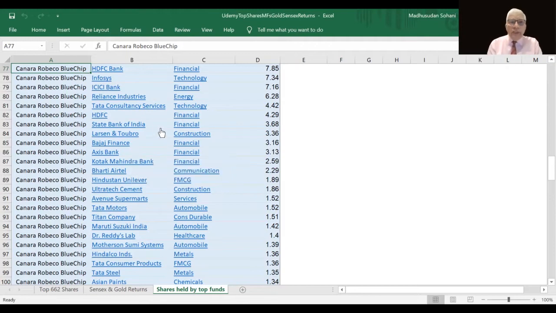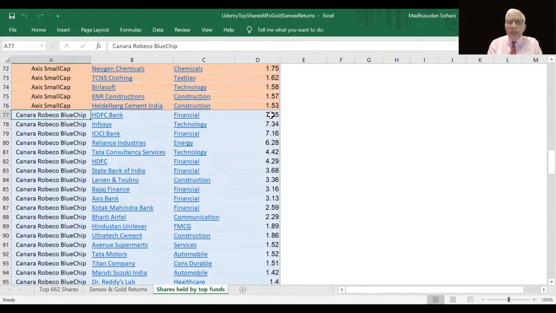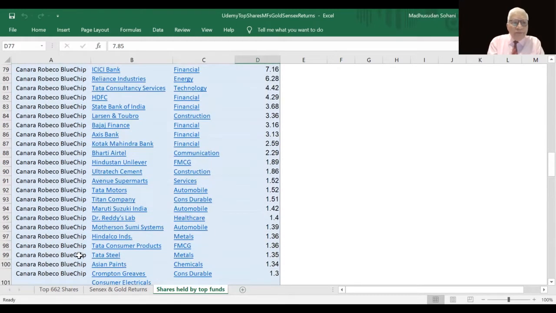Now, what is this? This shows, as on a recent date in July 2021, the percentage holding of the fund in this share. For example, Canara Robeco Blue Chip Fund is holding HDFC Bank to the extent of 7.85% of their total assets under management. So whatever the total funds collected by the Canara Robeco Blue Chip Fund, 7.85% of that has been invested in HDFC Bank shares. So this is the meaning.